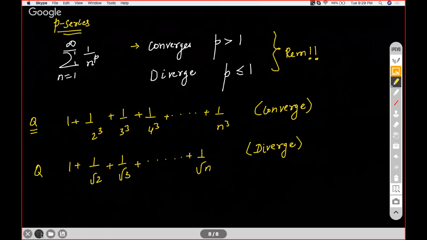Now, before I diverge somewhere else, let's look into some theorems about convergence and divergence of infinite series. So, theorems on convergence and divergence of infinite series.